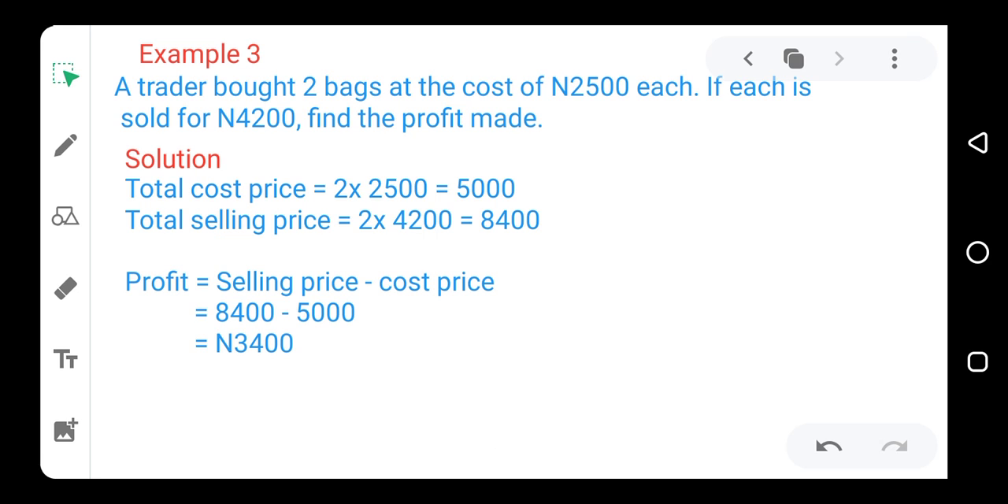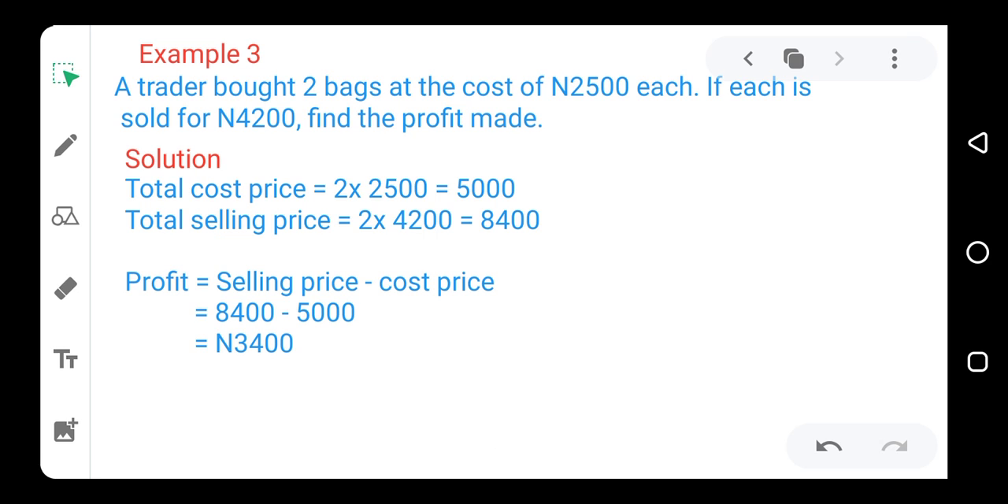The amount you bought something is the cost price. Now if each is sold for 4,200, that is the selling price. You are selling one for 4,200. That means that the 2 is 8,400. So the total selling price is 8,400.